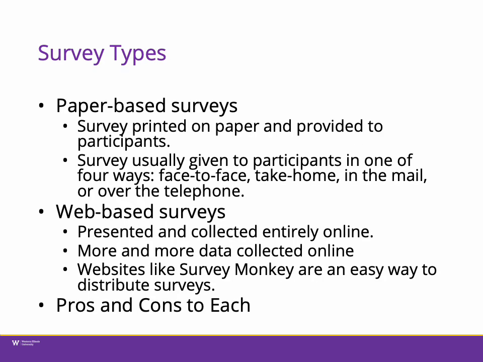So there are two ways that surveys tend to be distributed, paper and online. Paper surveys used to be the only way to do it. You would literally print it on a piece of paper and hand it to someone. Sometimes this would be given in a face-to-face situation. Sometimes we would simply hand them out and have people take them home, or we would mail them, or we would even do it over the phone. This used to be quite common.